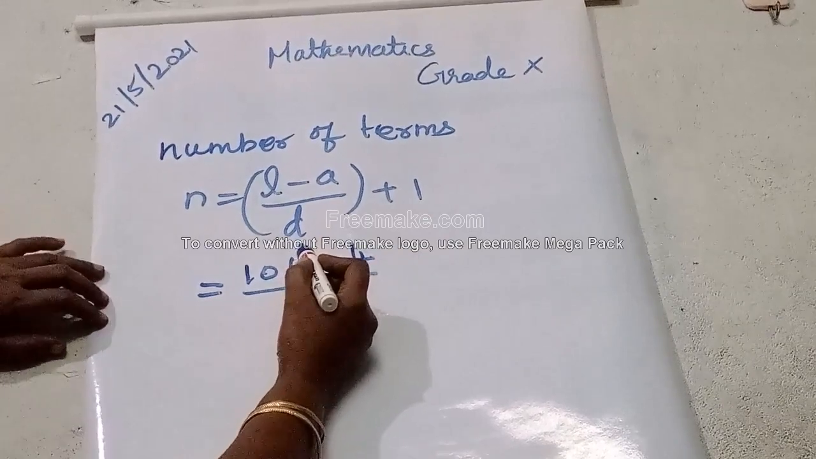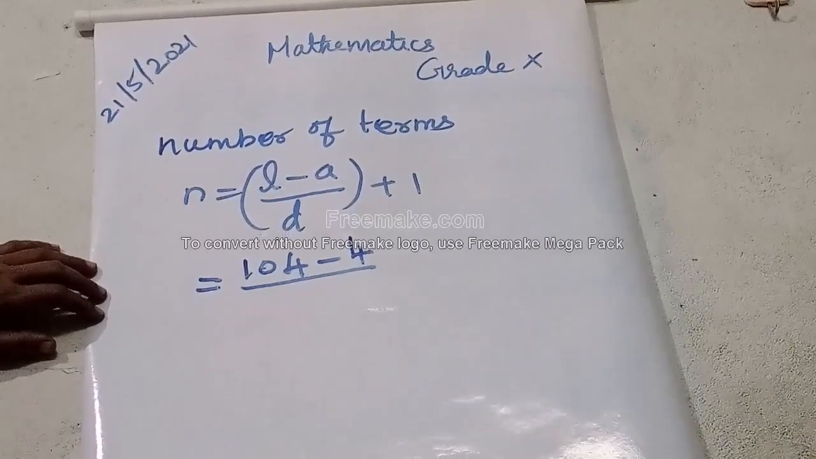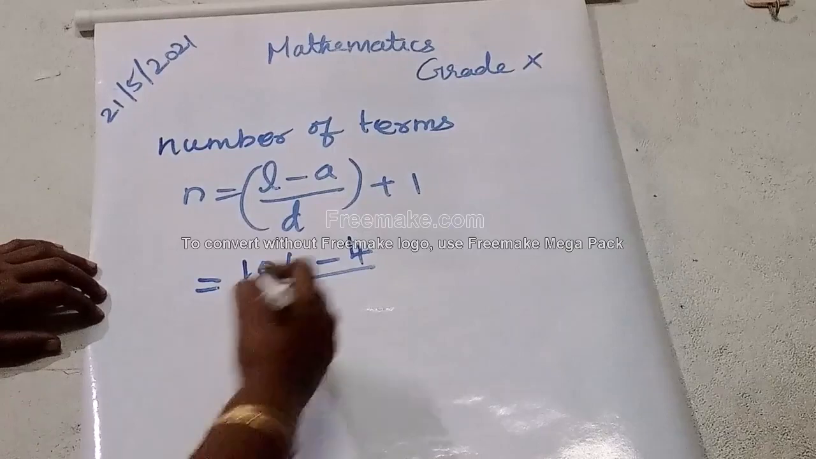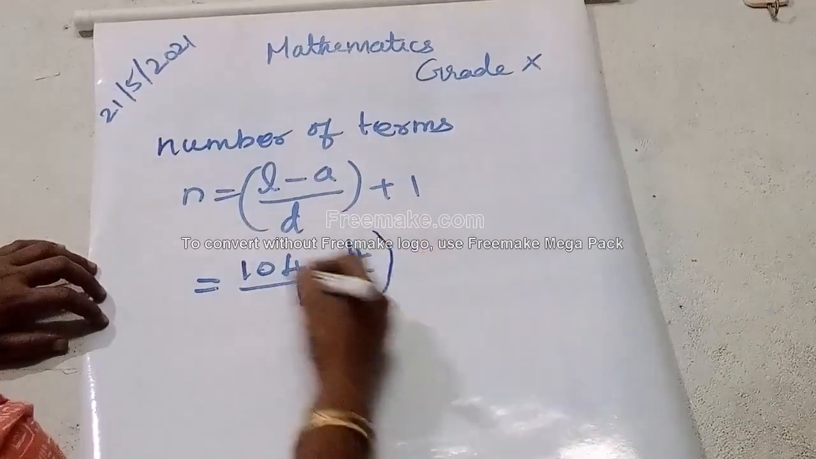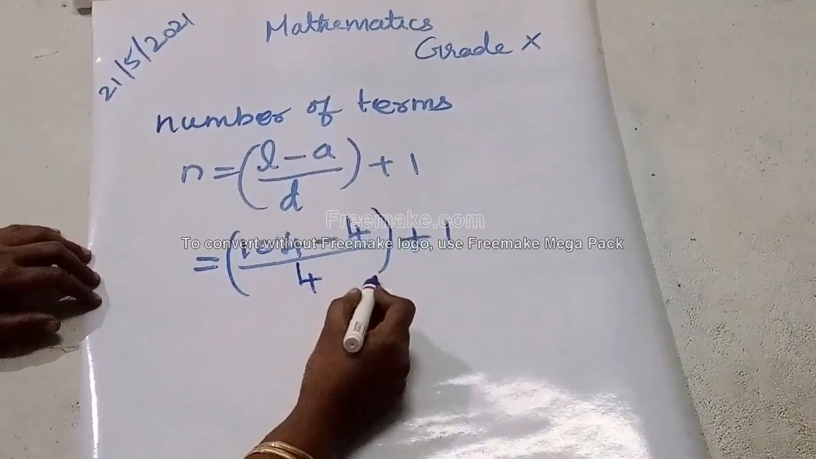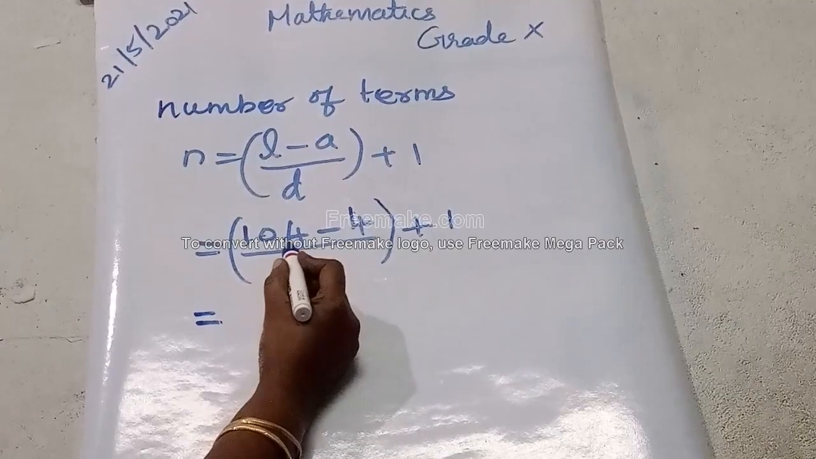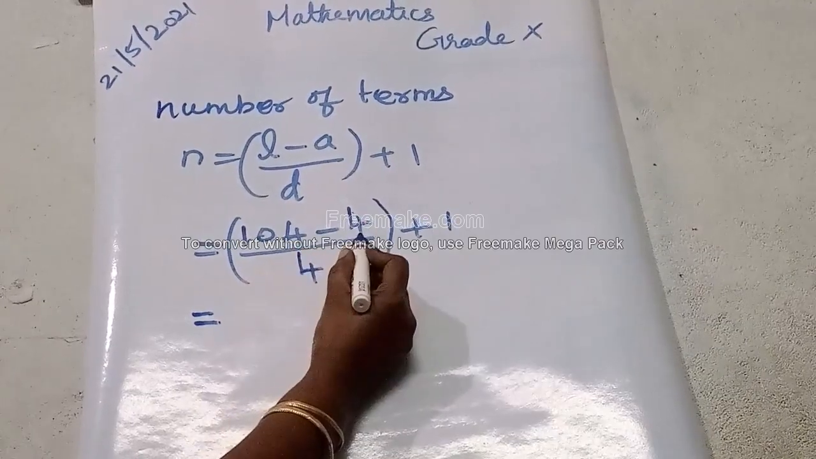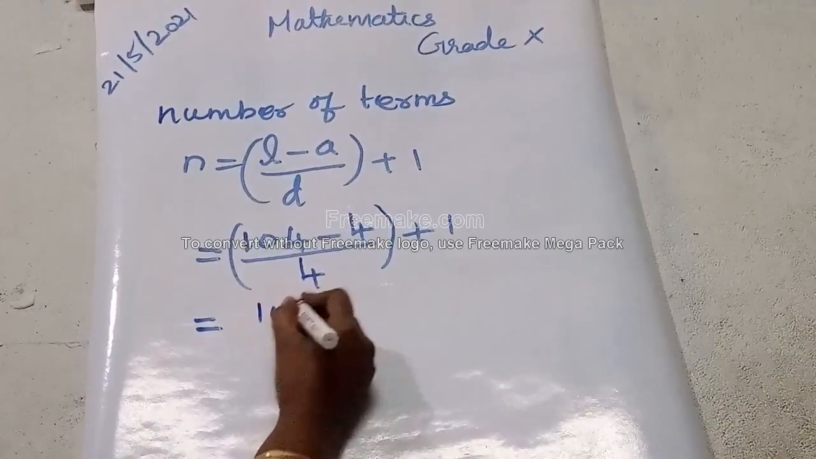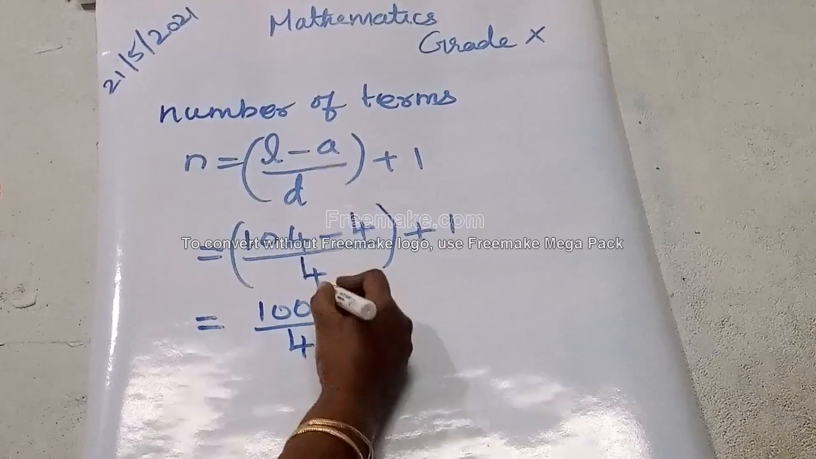So only one term is enough to find. T2 minus T1 alone is enough. Okay, so what is the common difference? We have T2 minus T1, which is 4. Close the bracket, plus 1. This bracket is important, which is equal to, subtract first of all, 104 minus 4. What is the value of 104 minus 4? 100. Divided by, what is the denominator term?